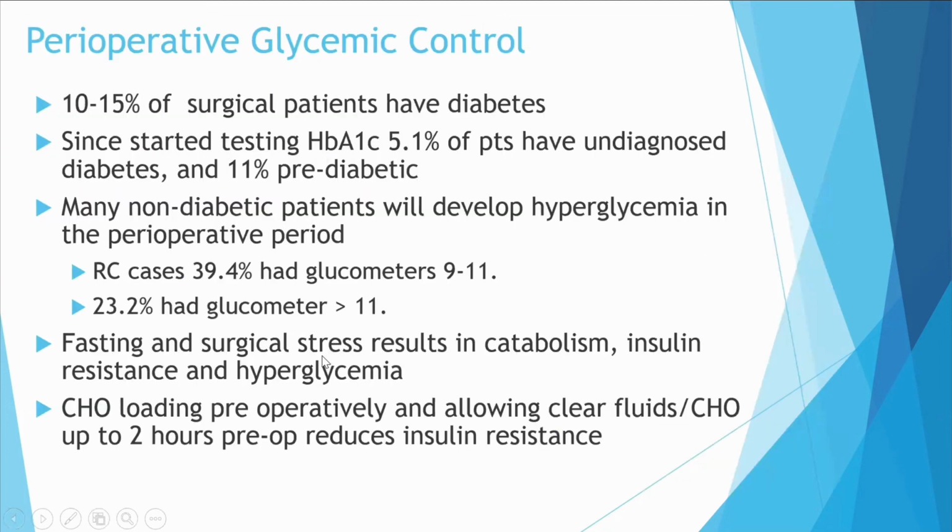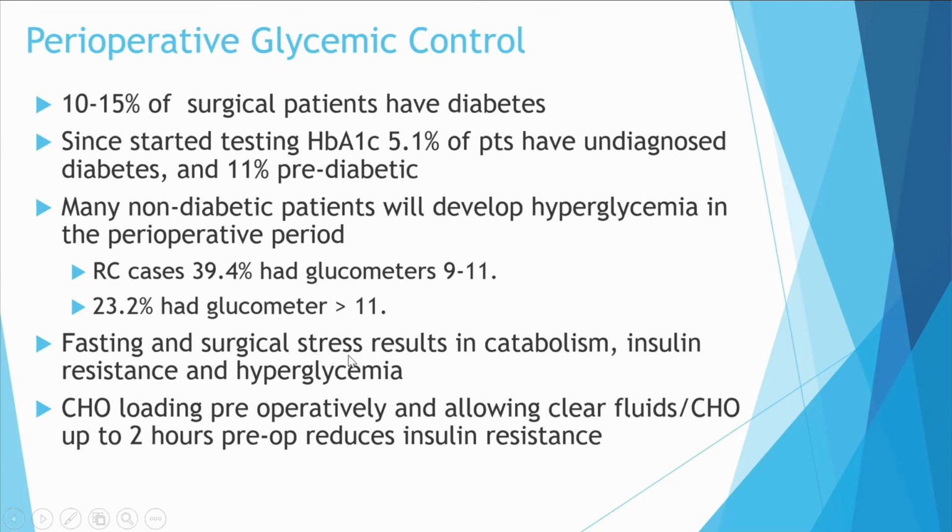I want to just touch on the importance of glycemic control. Certainly with our patient population, up to 15% of our patients are diabetic. We've started with the ERAS protocol testing hemoglobin A1Cs and have found that about 5.1% of patients have undiagnosed diabetes and about 11% are pre-diabetic.